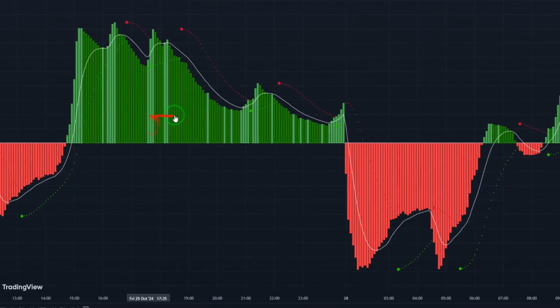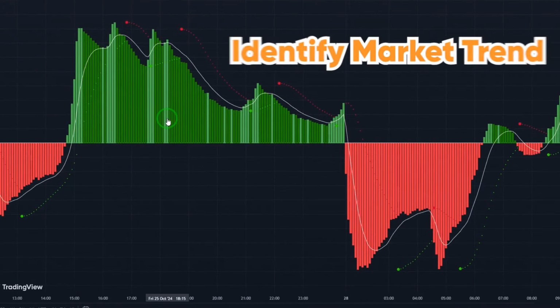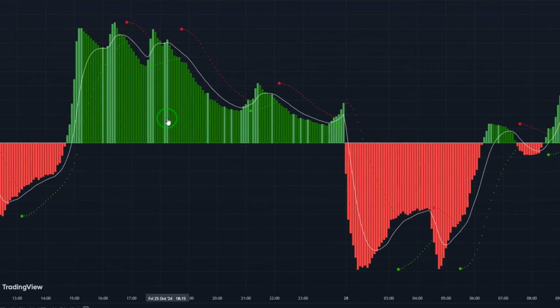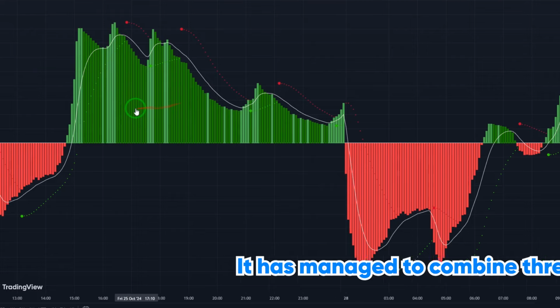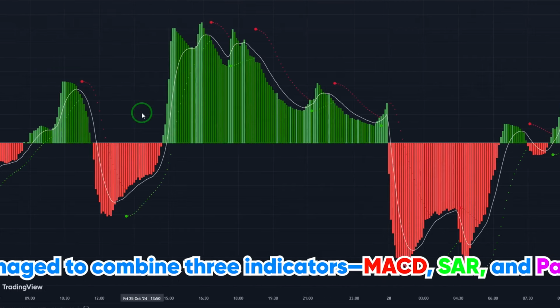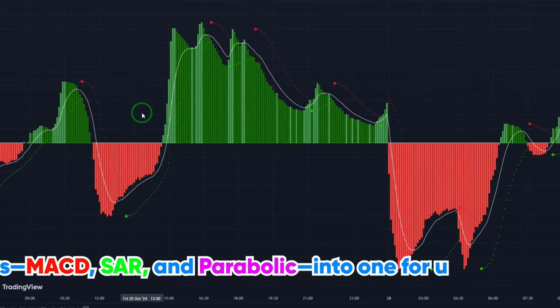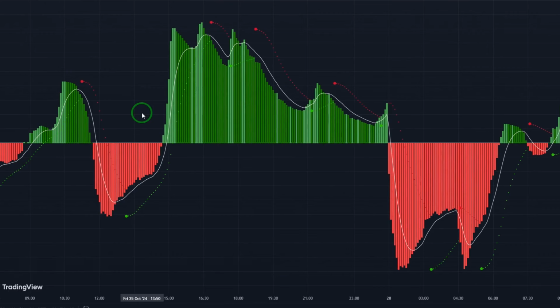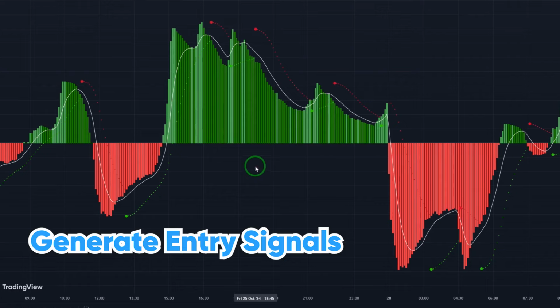This indicator is an amazing tool that helps us identify market trends and is very helpful in this regard. It has managed to combine 3 indicators, MACD, SAR, and Parabolic, into one for us. This indicator not only explains the trend but can also generate entry signals for us.